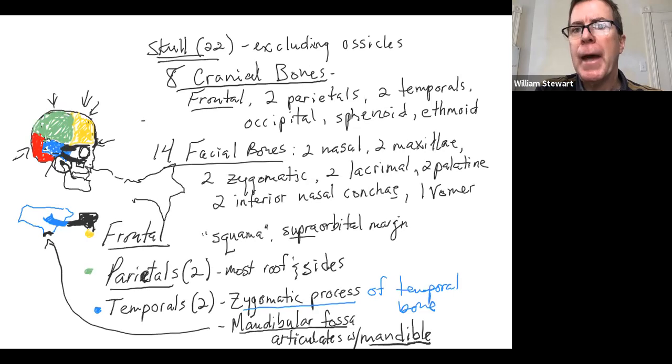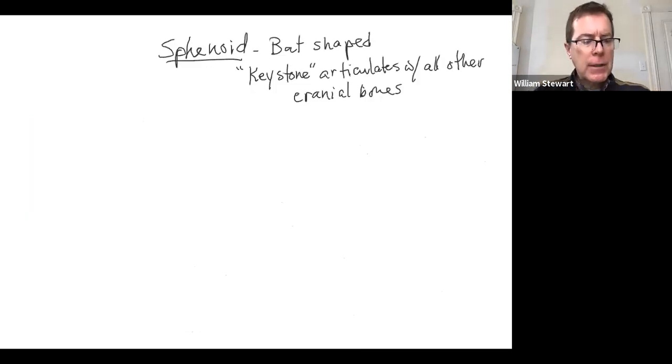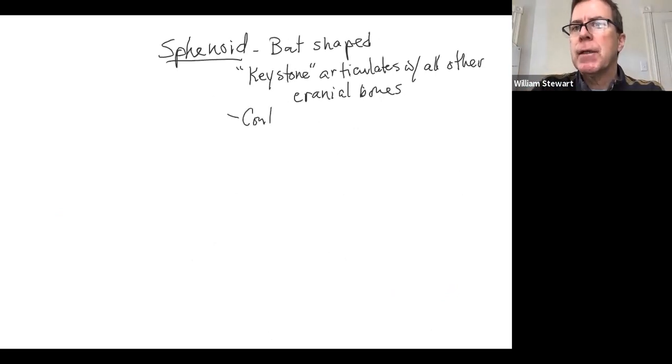That's why it's called bat-shaped or butterfly wing-shaped bone. It looks something like that. All right, let's get back to business. So it's known as the keystone. It contains a sinus. We have many sinuses, but this one is called the sphenoid sinus.